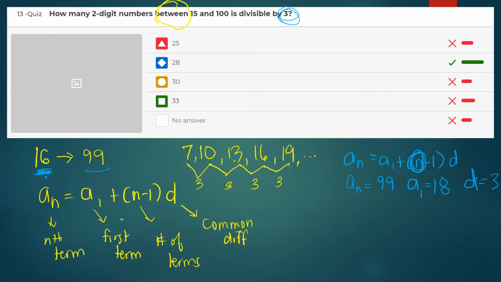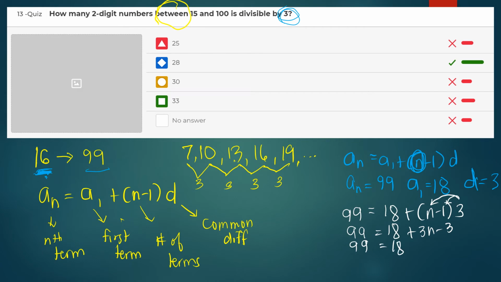Okay? So to solve this, we substitute into our formula. We will have 99 is equal to, our a sub 1 is 18, plus n minus 1 times d. I'm sorry, let's substitute right away the value of our d, which is 3. So we distribute 3 times n and 3 times negative 1. You will have 3n minus 3. So you will have 99 is equal to 18 plus 3n minus 3.